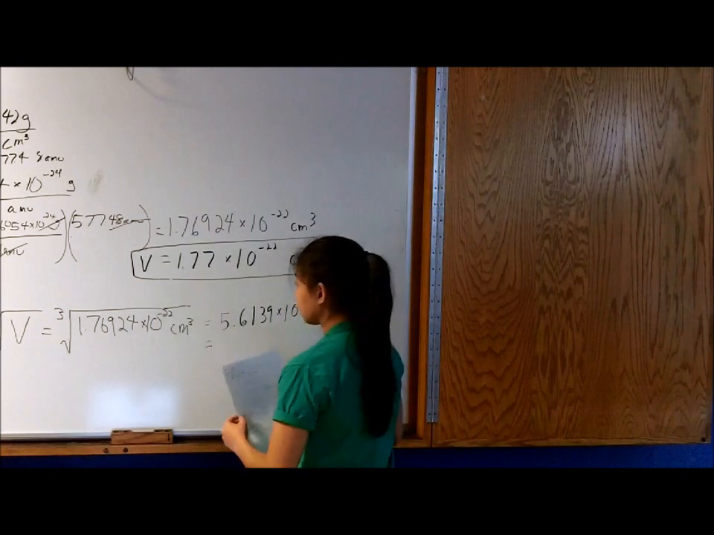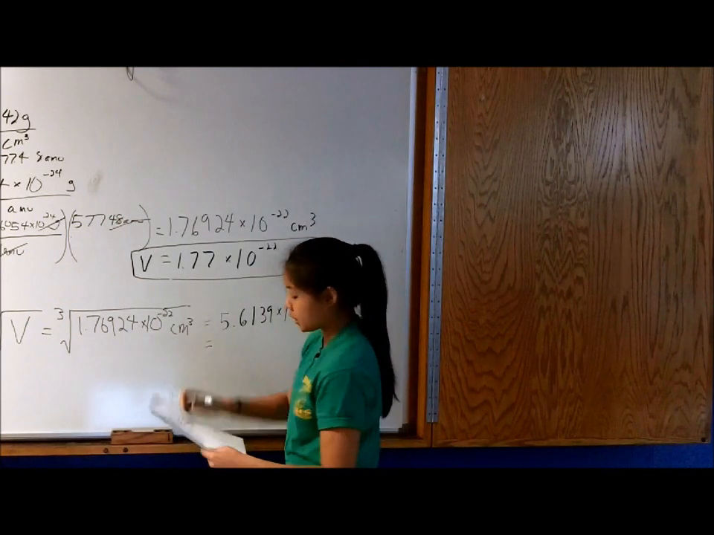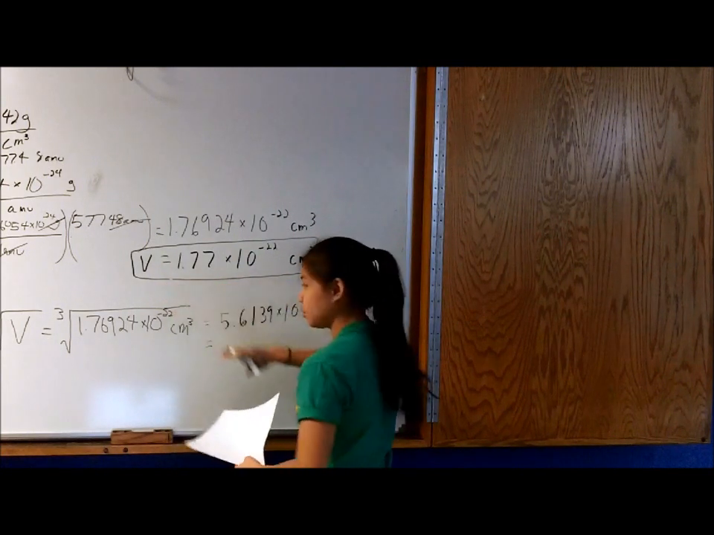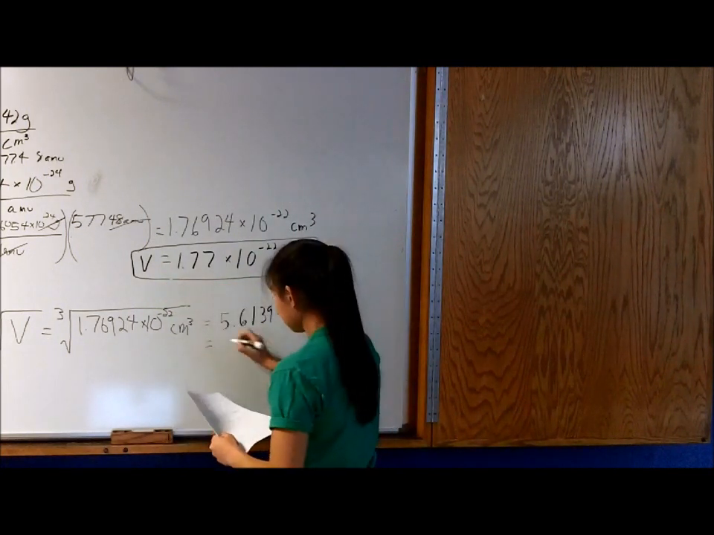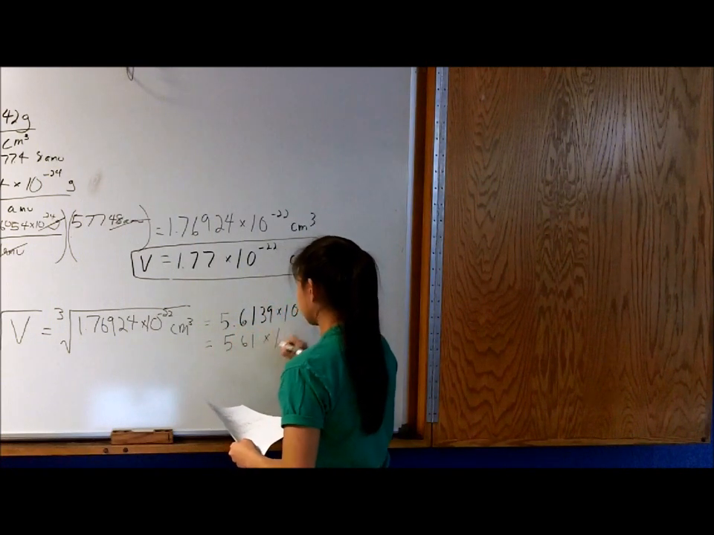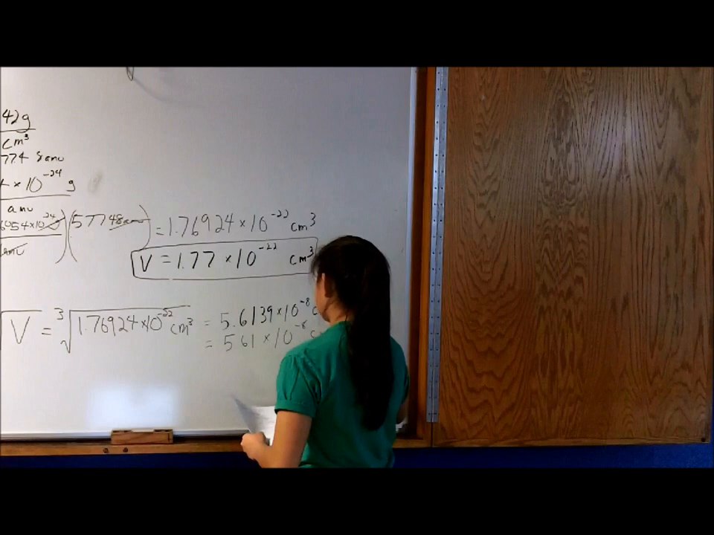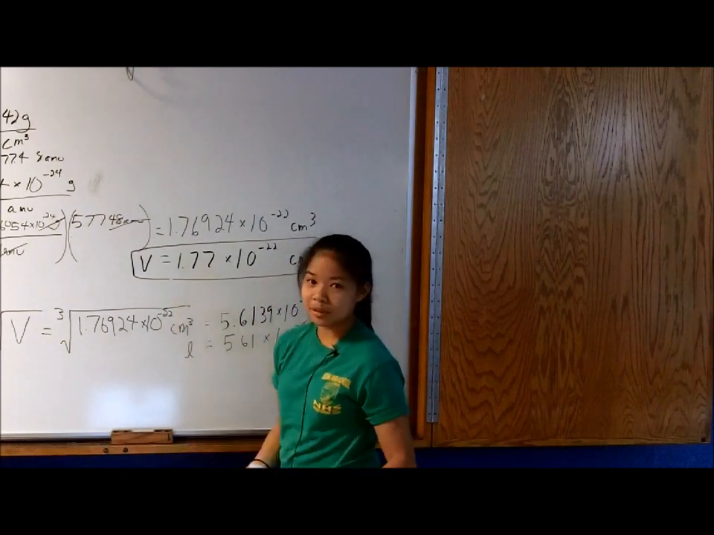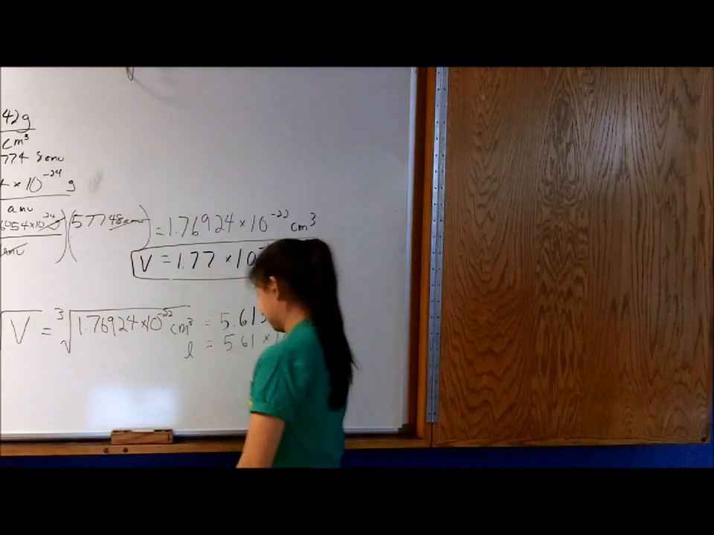Now you look at significant figures, and because the previous answer had 3 significant figures, we have to do that for the length too. So the answer is really 5.61 multiplied by 10 to the negative 8 centimeters, and that is your length value, and that is how you do question 12.74. That was it.